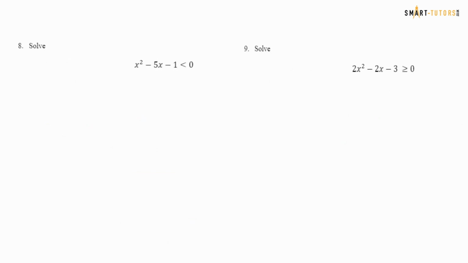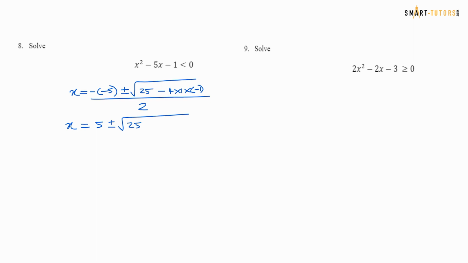x squared minus 5x minus 1 less than 0. There are no factors, so you need to find x equals minus b plus or minus the square root of b squared, which is minus 5 squared, 25, minus 4 times a times c, which is minus 1, over 2a, 2 times 1 is 2. So x equals 5 plus or minus the square root of 25 plus 4, over 2. So this is the answer.